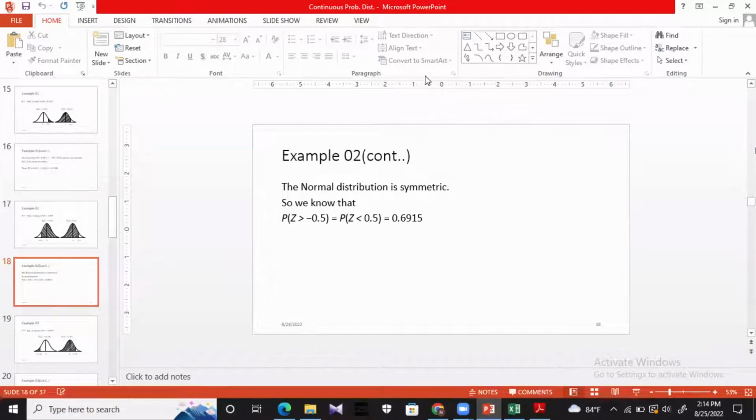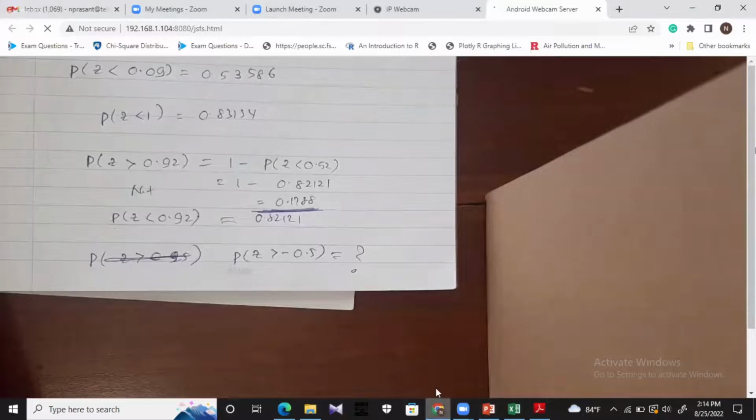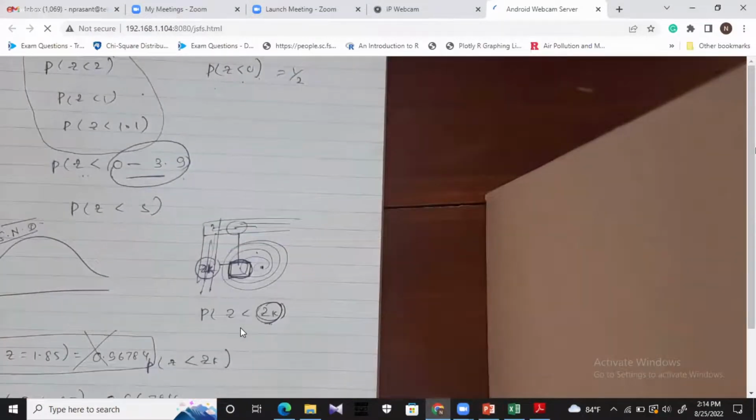We have 25 participants, including me, sometimes more than that. So if you have any question regarding example number 2, please ask me. Please tell me. Do you have any question? Did you understand how to find that probability?